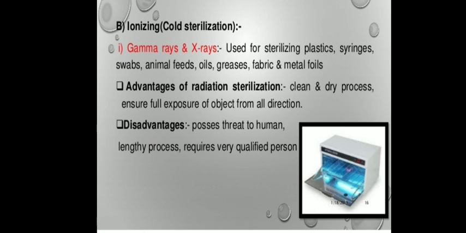And the second type is ionizing or cold sterilization. For the ionizing sterilization, gamma rays or X-rays are generally used, and these gamma rays or X-rays are used for the sterilization of plastics, syringes, different swabs, then animal feeds, oils, grease, fabrics or metal foils. ये जो भी नॉन लिविंग थिंग्स है, टू स्टरलाइज सच material, generally the gamma rays or X-rays are used.